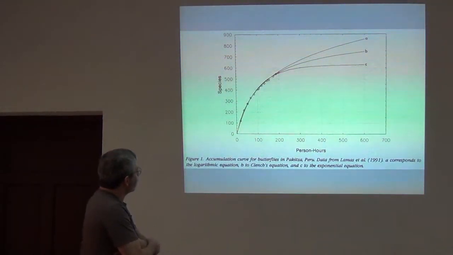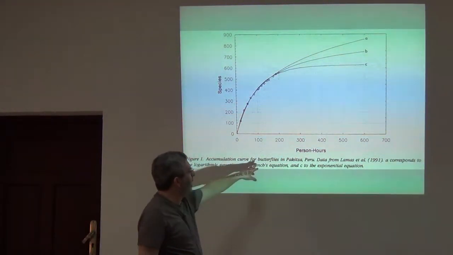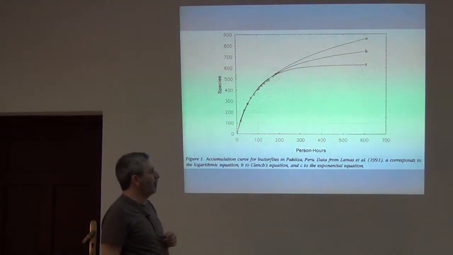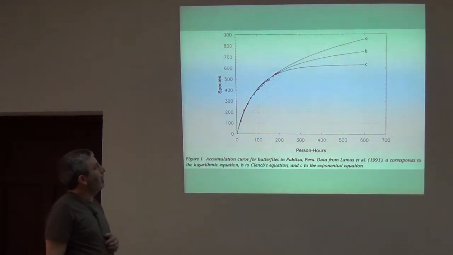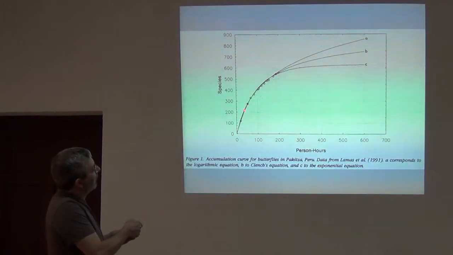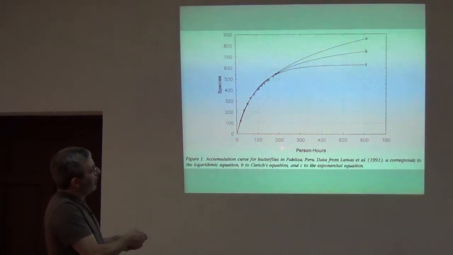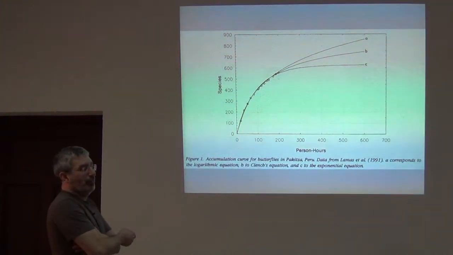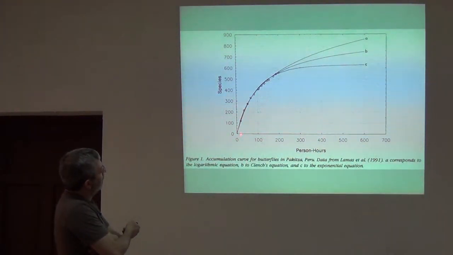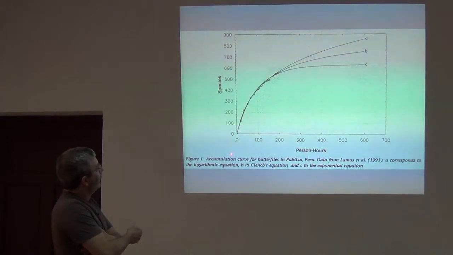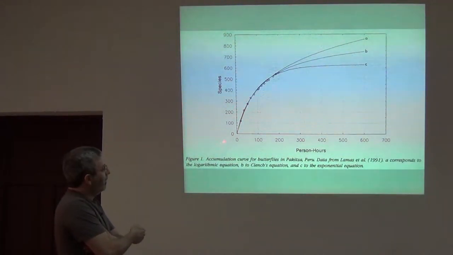And so this is an accumulation curve for butterflies in a tropical forest in Peru. And you can see the dots are their totals by person hours. So if you put in 25 person hours, or maybe that's 20 person hours, you get 110 species. If you put in another 20 person hours, you're up to 200 species. And you just keep spending more and more time.